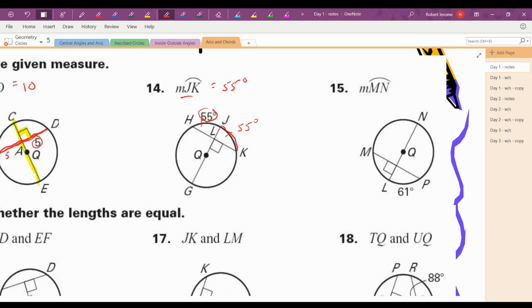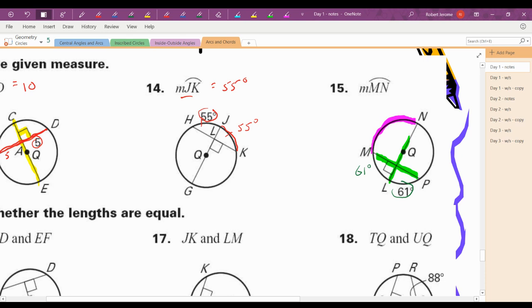Number 15, we're going to use the same thought process and add one little step. So using our explanation from 14, we have a diameter perpendicular to a chord, which means that we bisected the arc. So that's great. It's just not what we're actually looking for. In this question, we're looking for arc MN.